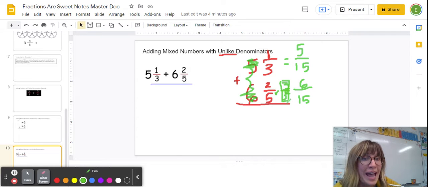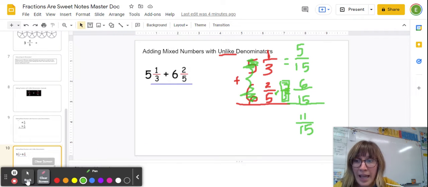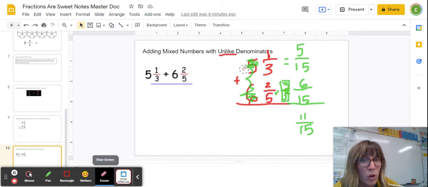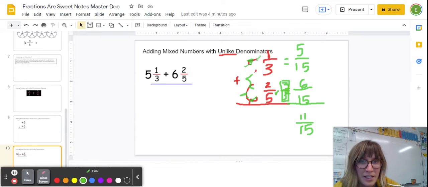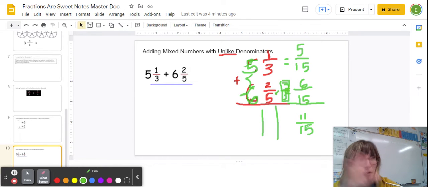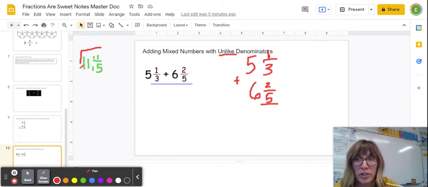We can simply just add. I might even extend my answer bar here. So 6 plus 5 is 11. Denominator stays the same with 15s. But we need to remember that our fractions were not only fractions. They also had whole numbers, a 5 and a 6. So we'll bring our whole numbers back in. We have 5 plus 6 equals 11 wholes with 11 left over out of 15. So 11 and 11/15.